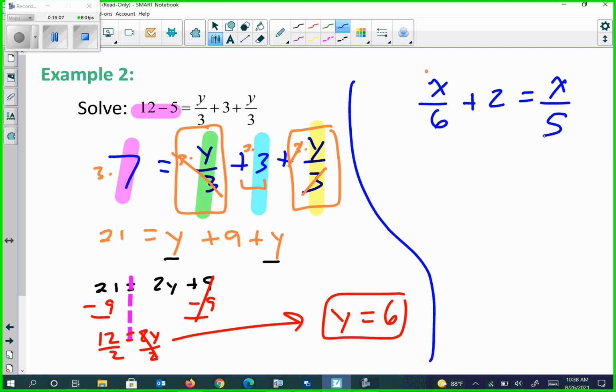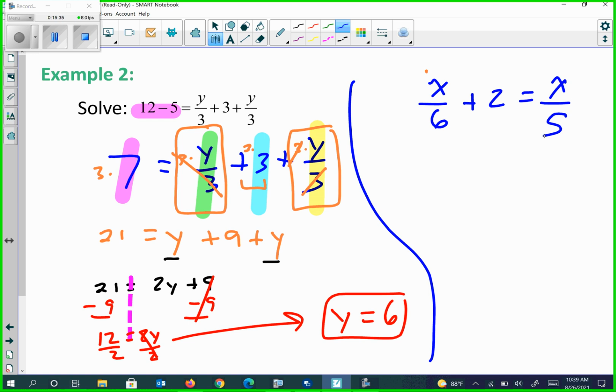Kind of similar, right? I have two denominators. One of my denominators is 6. The other one is 5. If I multiply everything by 6 up there, I don't get rid of the 5. Agreed? If I multiply everything by 5, I don't get rid of the 6. Agreed? What number do I get if I multiply 5 and 6 together? 30. So what do you think I should multiply all three of those things by?